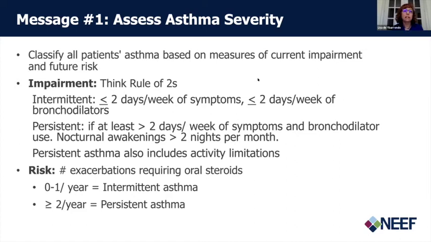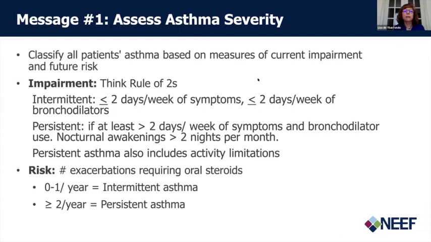So intermittent asthma is going to be less than or equal to 2 days per week of symptoms. And I always ask the parents, on average, think of this over the past month, how their child is doing with symptoms. So if they've had less than or equal to 2 days per week of their rescue inhaler, albuterol, a short-acting bronchodilator.